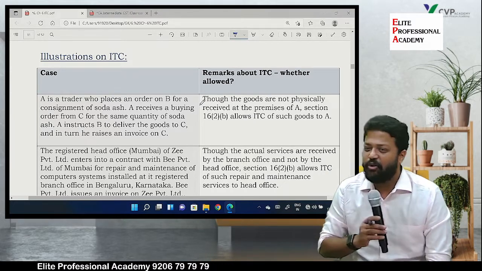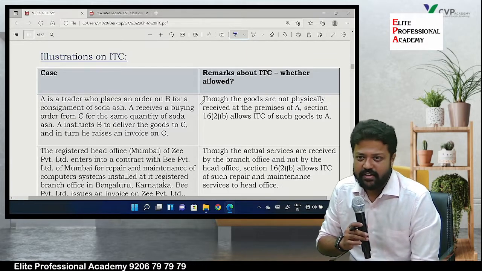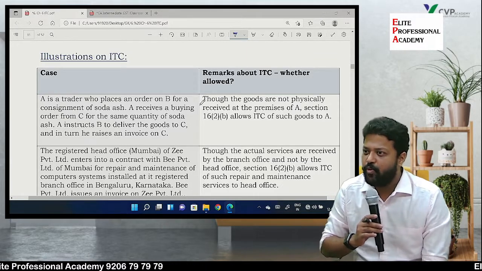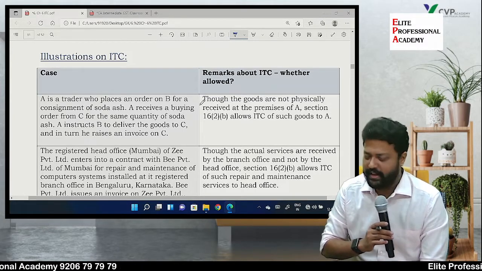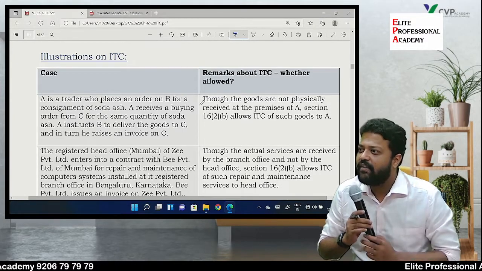Ready. Whatever we have seen in input tax credit, all the conditions, let us see how much have you understood and how can you correlate that with the facts of any case. Now first question, okay, I will read, you have to answer.